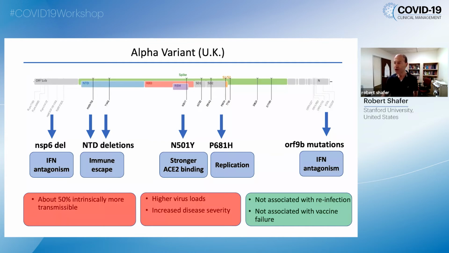The Alpha variant was first identified in the UK in December 2020. It is about 50% more transmissible than the variants that preceded it. As I will show, it is also associated with higher virus levels and with increased disease severity compared with earlier variants. It has fewer immune escape mutations compared with other variants of concern, and it is therefore not associated with an increased risk of reinfection or vaccine failure. It has 12 mutations outside of the spike, and several are in viral genes that blunt the innate immune response by antagonizing interferon.